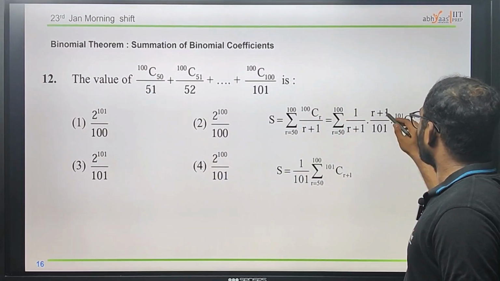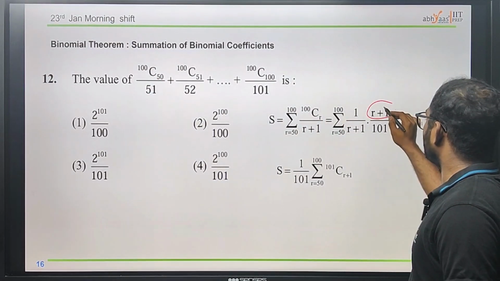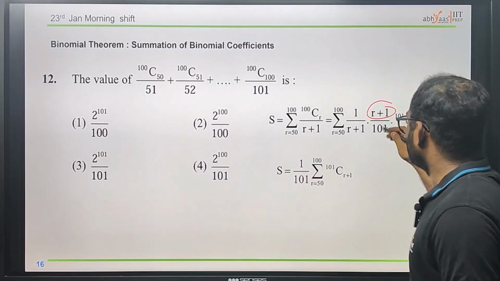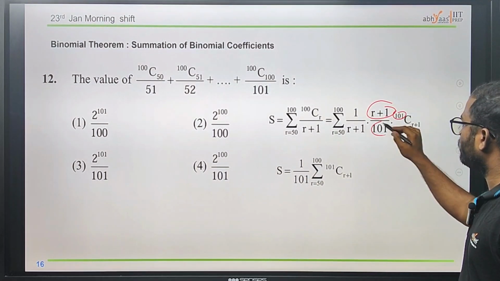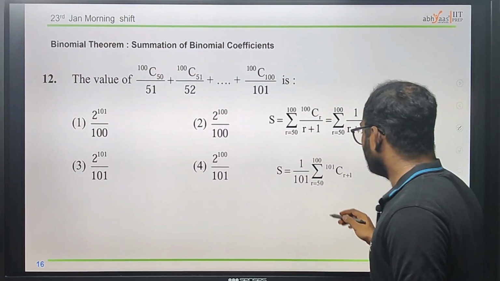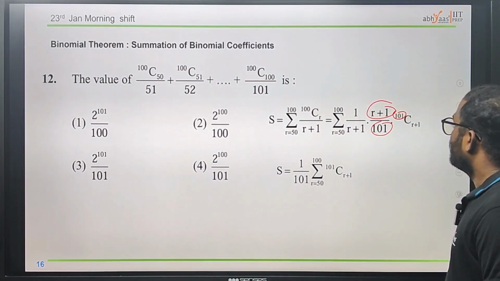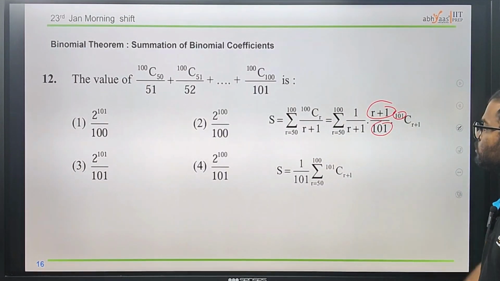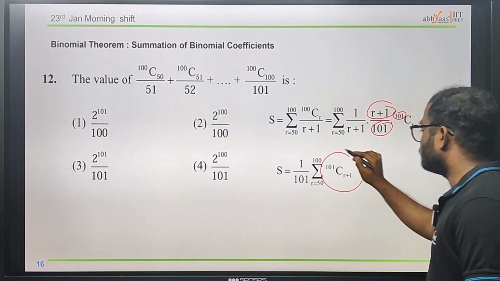Next, after that we cancel, we took that from this, just dividing this one. Here we have 101. I hope you understood. Now just take that 101 outside, and some cancellations lead to 101 C r plus 1.